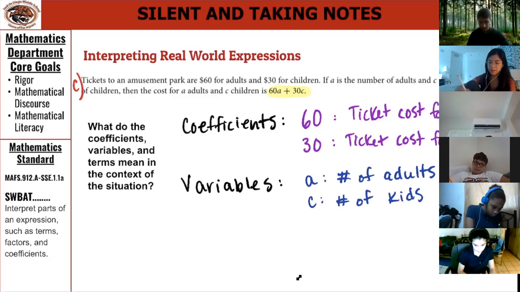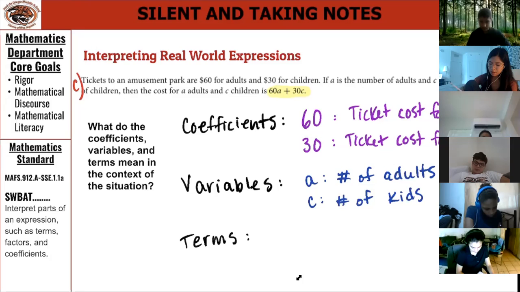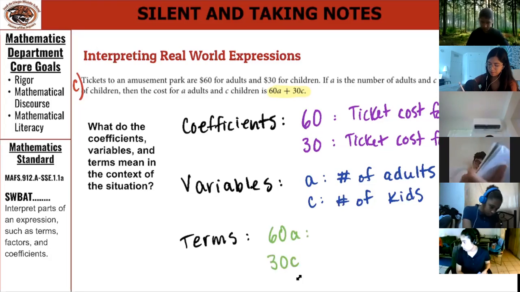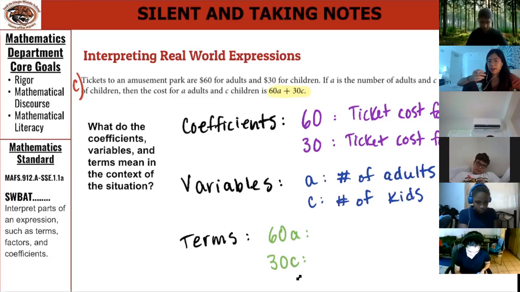And now we put them together, and we're going to define the terms. So the terms put all these things together. We have 60A and we have 30C. But when you put them together, it kind of changes the meaning a little bit, because now what exactly does it mean if I have 60 and A put together?